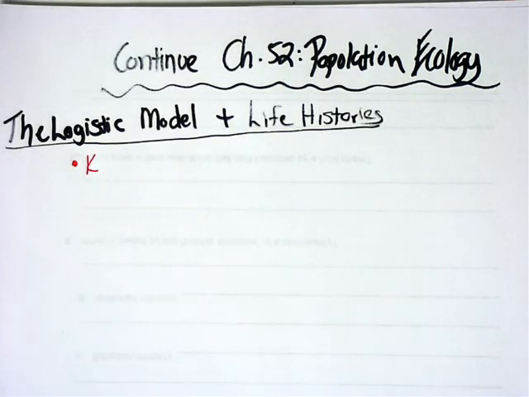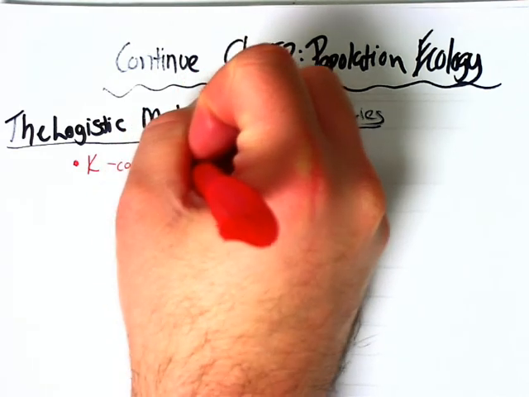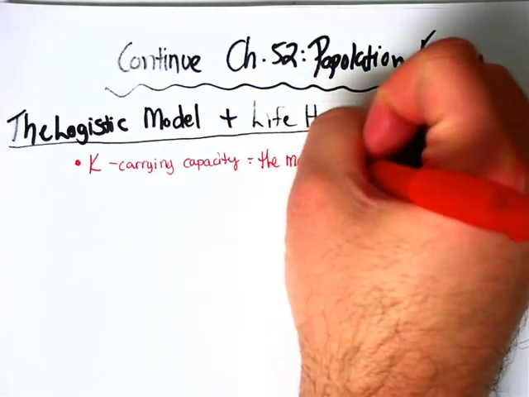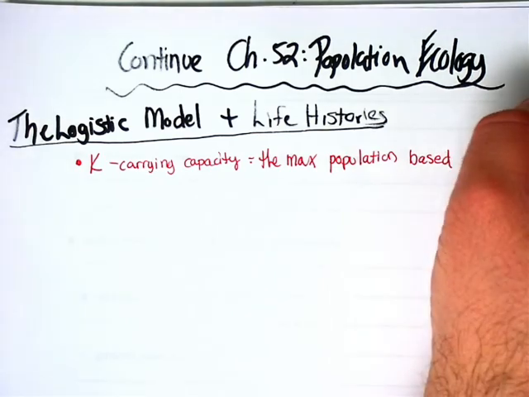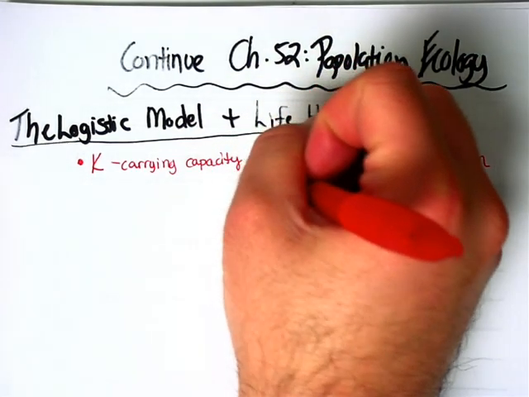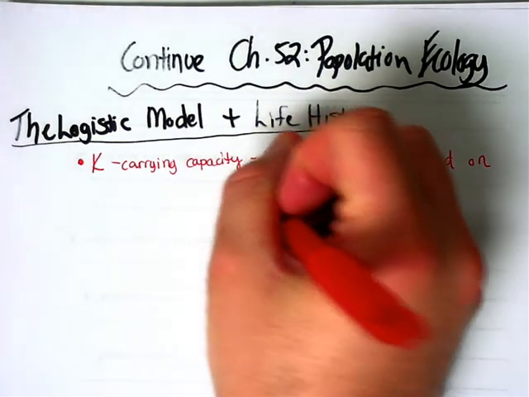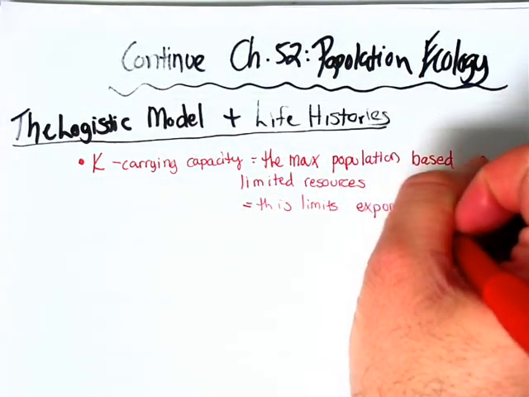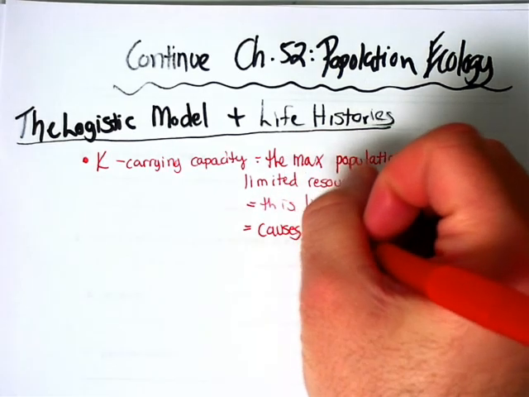What was the K value? Carrying capacity. Very good, carrying capacity, which, if you will, limited the number of individuals that you could have in your population. So your carrying capacity, or K, represents the max population based on a limitation of resources. It also sets a limit on exponential growth. It also instigates or causes natural selection.